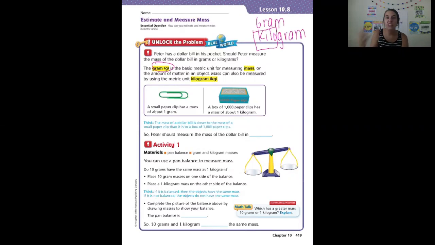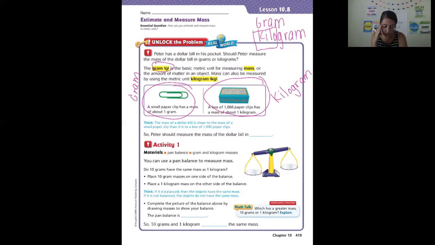So let's think about a gram and a kilogram. Which one do you think is bigger? The kilogram. So let's look here. It says a small paper clip has a mass of 1 gram. A box of 1,000 paper clips has a mass of about 1 kilogram. So as we can see here, the box of paper clips is a kilogram because it's bigger and it weighs more than the paper clip, which is the gram.